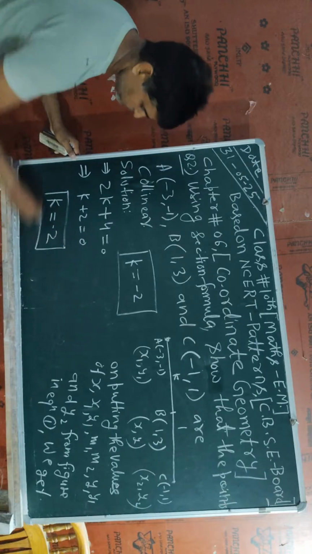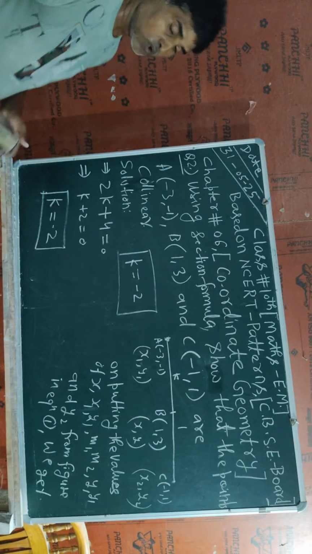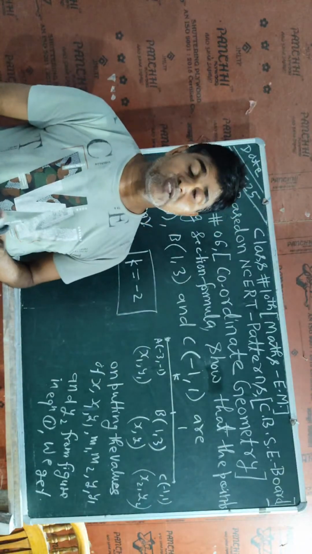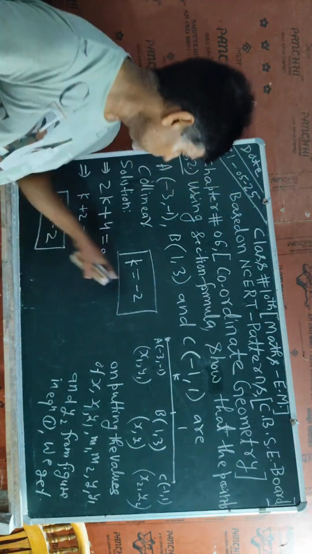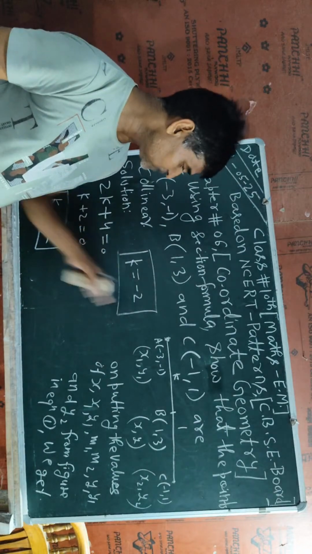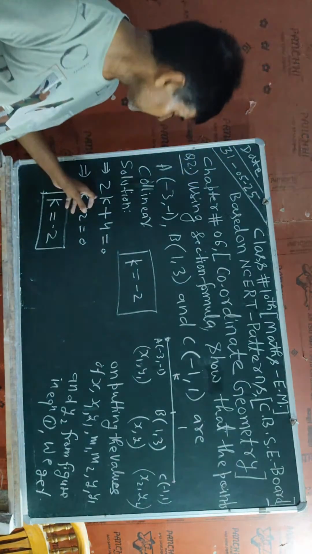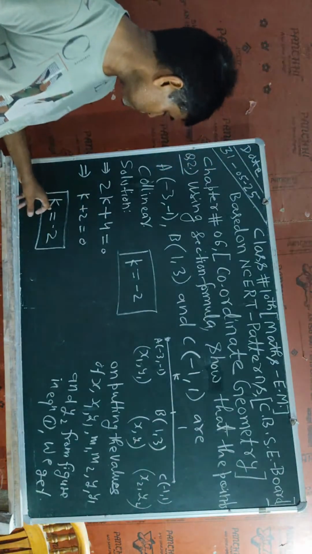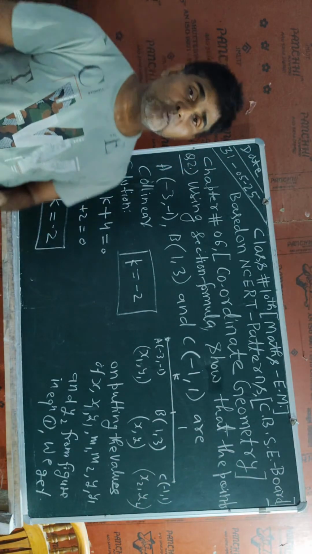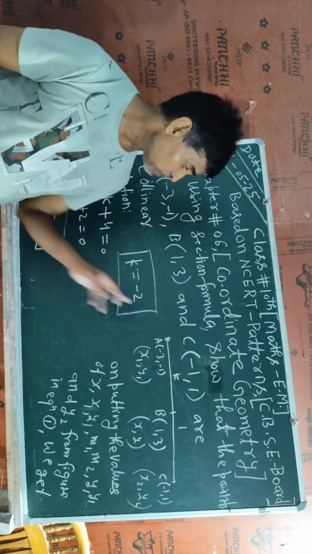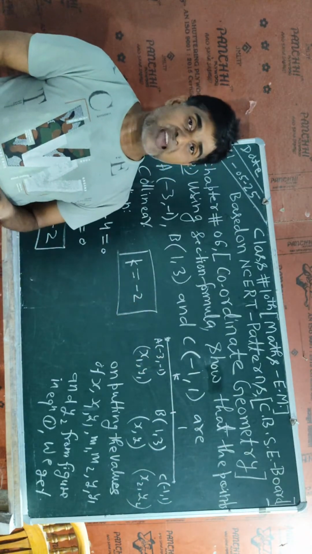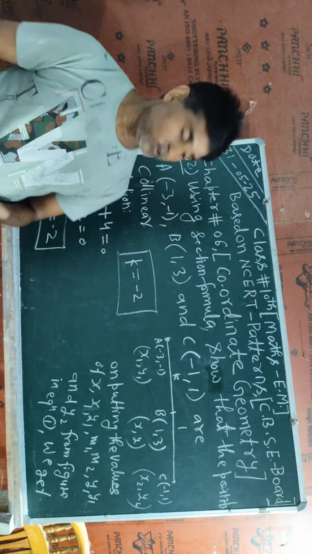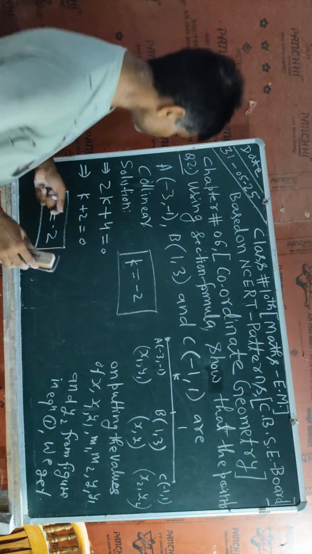When I solved with the x coordinate, I got the value of k equal to minus 2, and when I took the y coordinate of the section formula, I also got k equal to minus 2. It means that points A, B, C are lying on the same line. It means that points A, B, C are collinear. Okay student, now further I will write.